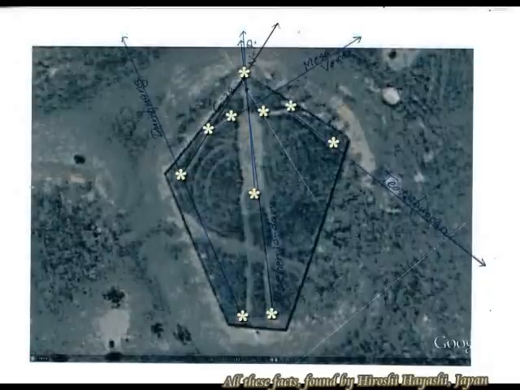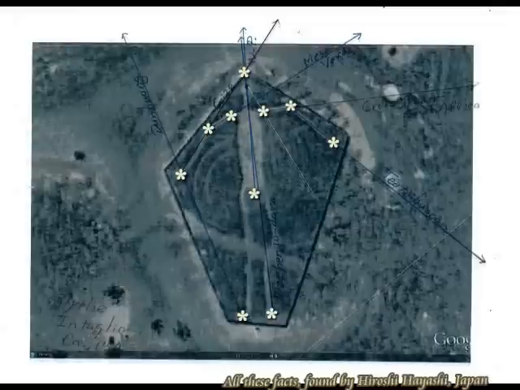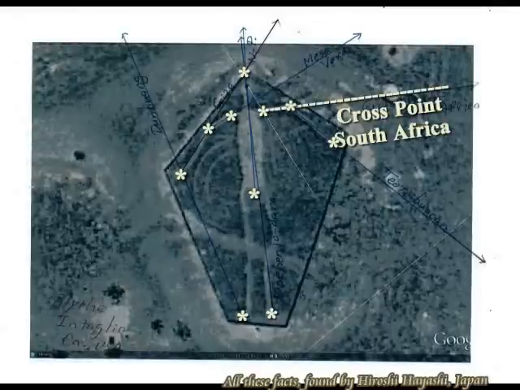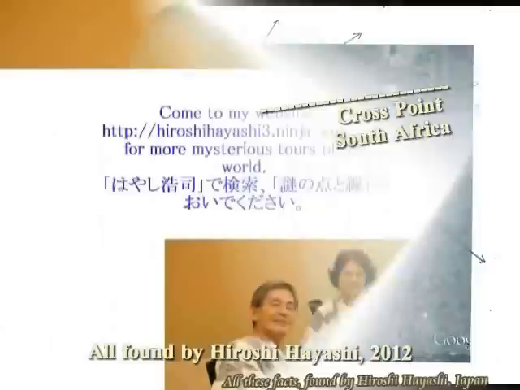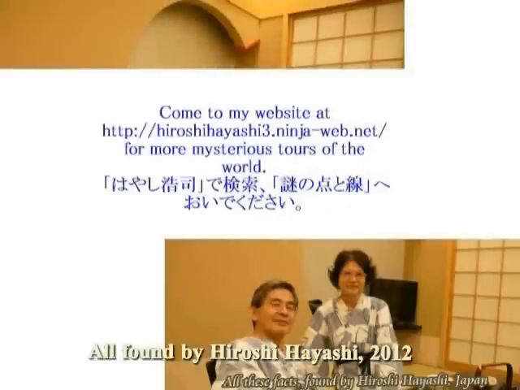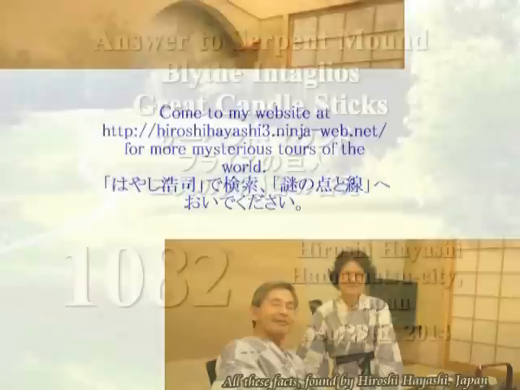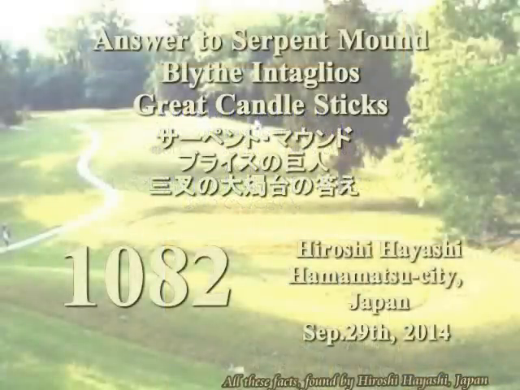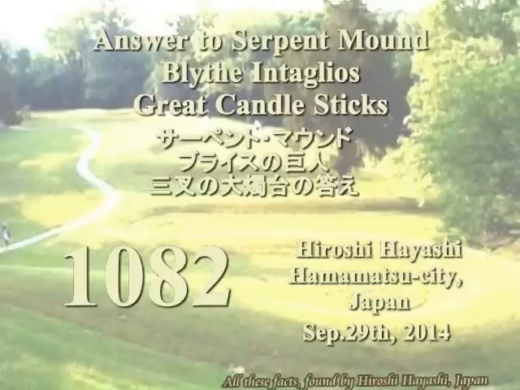So this is the same. And I say this Blythe Intaglios also is a sort of road sign to each major foothold of the world, just like Serpent Mound in USA. Also, another road sign is in Peru. We call it the Great Candlestick. The Great Candlestick is also drawn on the same concept.